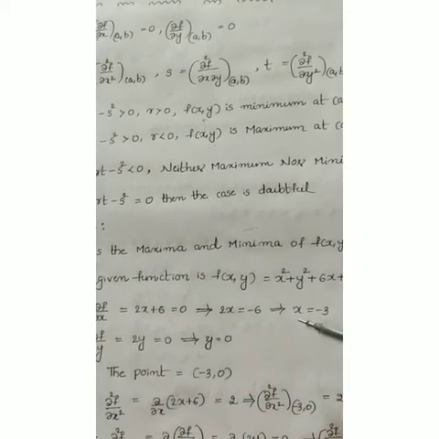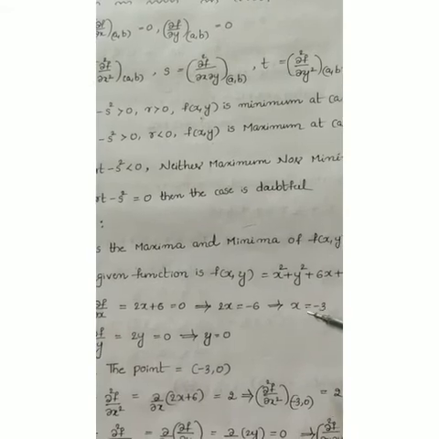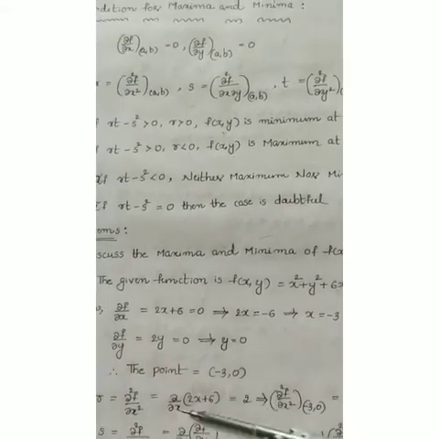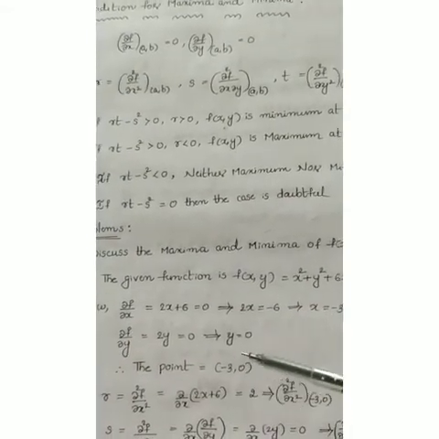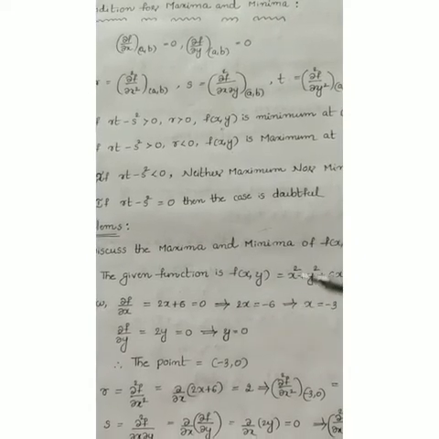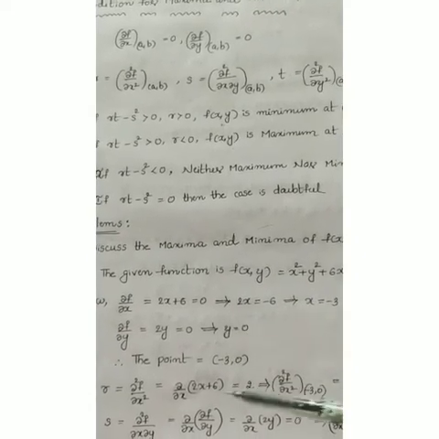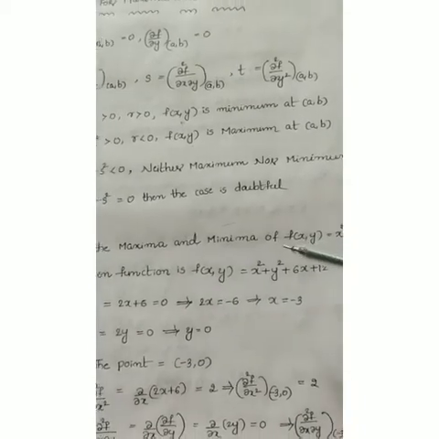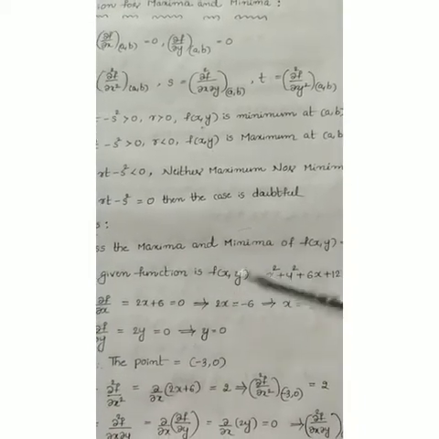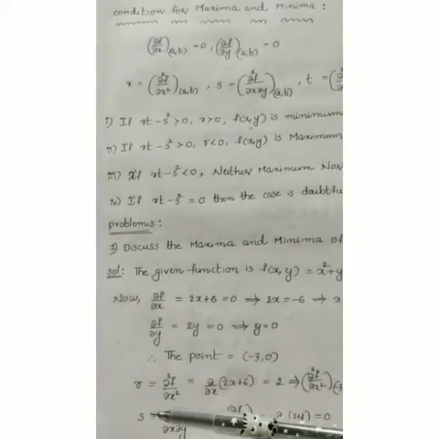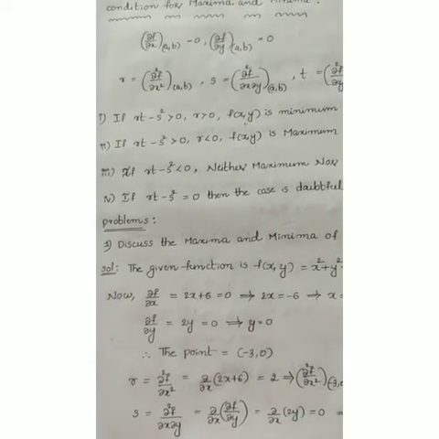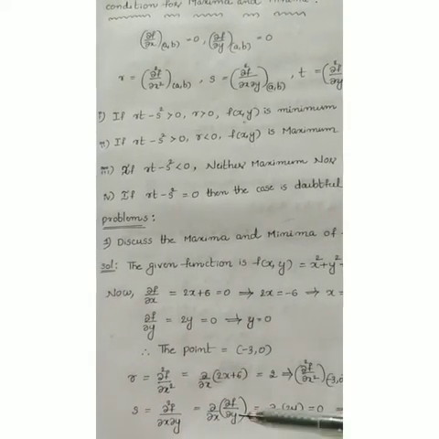So here we get the point (x, y) or (a, b) as (-3, 0). Therefore the point is (-3, 0). Then we have to find out whether the given function has a maximum value or a minimum value at this point. For that, we have to find the second order partial derivatives, small r, small s and small t.